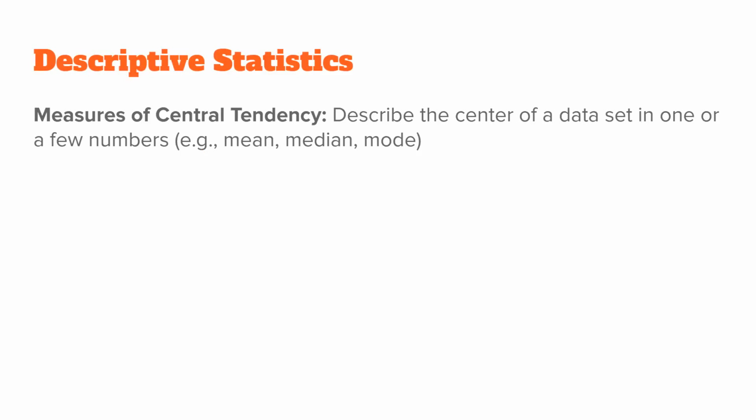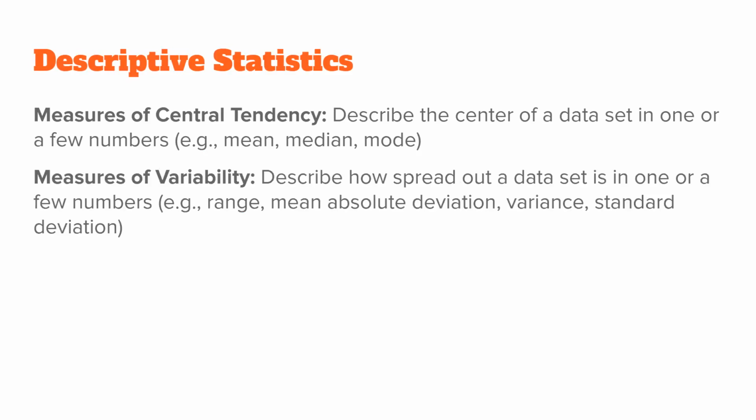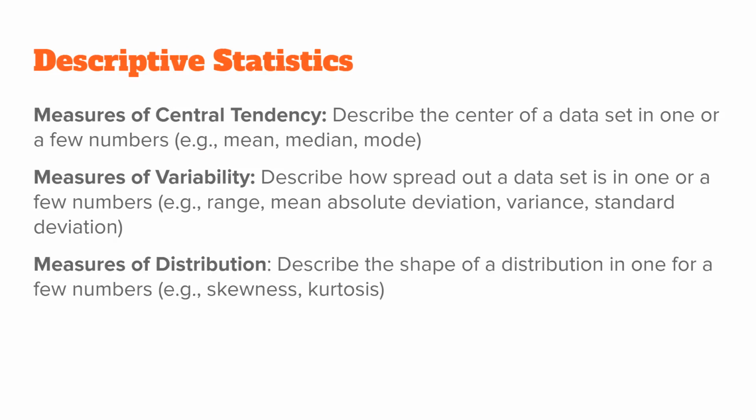Okay, so descriptive statistics, we have three major branches. The materials only covered two of those branches. We have measures of central tendency. This is where we describe the center of a data set in one or a few numbers. So for example, the mean, median, or mode. Measures of variability describe how spread out a data set is in one or a few numbers. For example, range, mean absolute deviation, variance, or standard deviation. Measures of distribution, this is the branch that was left out of our book for this week. These describe the shape of a distribution in one or a few numbers. So two primary examples of that would be skewness and kurtosis.